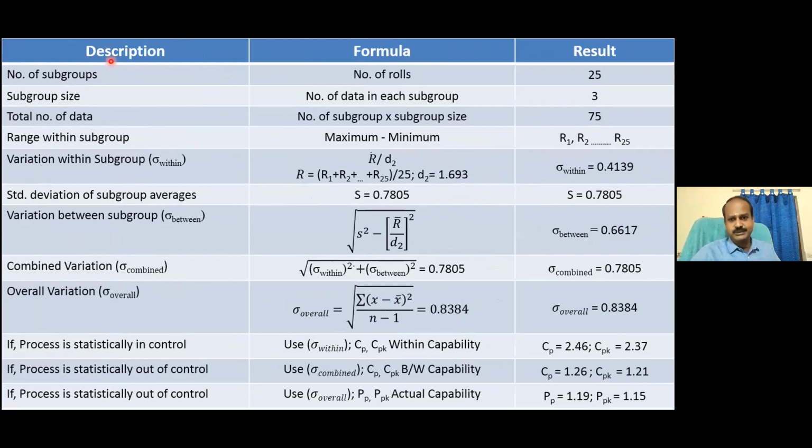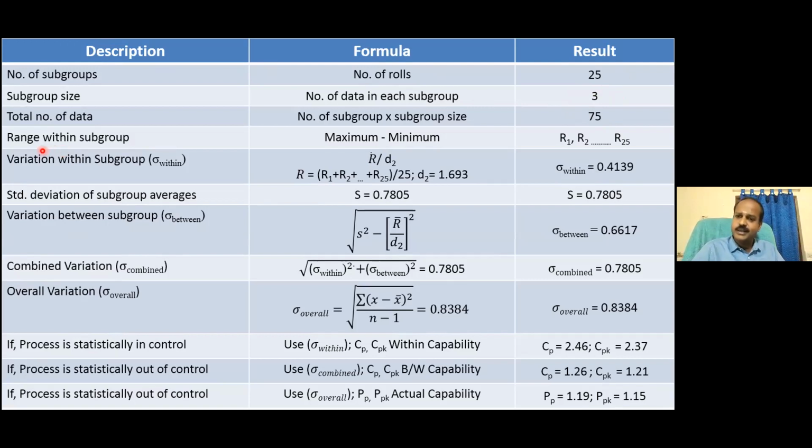Number of subgroups, there are 25 subgroups. Subgroup size 3, because every subgroup there are 3 data. Total number of data 75. And now within subgroup, I will calculate range.